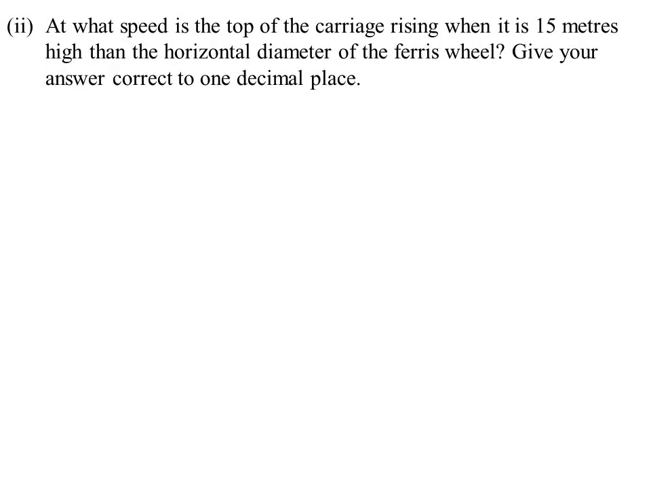At what speed, so not velocity, but speed, is the top of the carriage rising when it's 15 meters higher than the horizontal diameter of the Ferris wheel? We're trying to find dh/dt. We just found dh/dtheta. So ideally right now I'd like to link theta and t if I can. Well, they did tell us that. They told us dtheta/dt, the rate of change of the radians with respect to time. So that's 1.5, I've written it as a fraction 3 on 2.